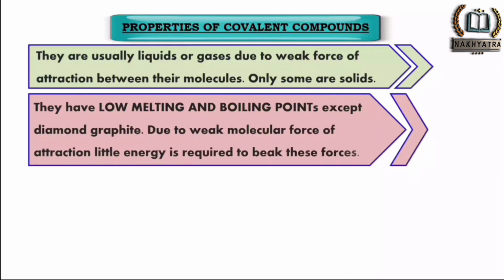Second point is they have low melting and boiling points except diamond and graphite. Due to weak molecular force of attraction, little energy is required to break these forces. So the covalent compounds have low melting and boiling points, but there is an exception, and the exception is diamond and graphite. They have high melting and high boiling points.